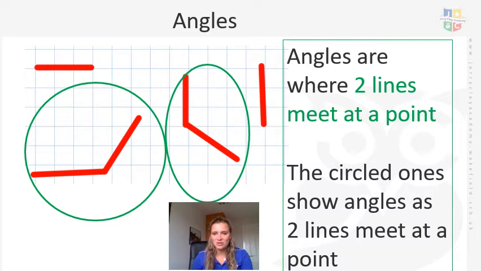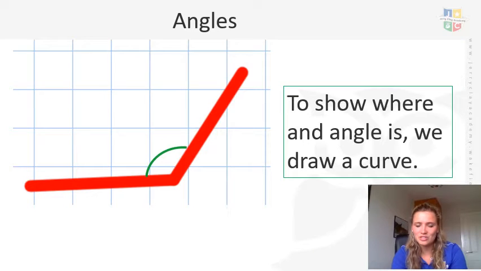So looking at angles, yesterday we learned that angles were where two lines meet at a point, and obviously the circled ones showed where these are, how they are angles because there's two lines meeting at a point and the angle is the part in the middle. Remembering that we show this using an oval or a curved line. So just like this, the curve to show where the angle actually is.